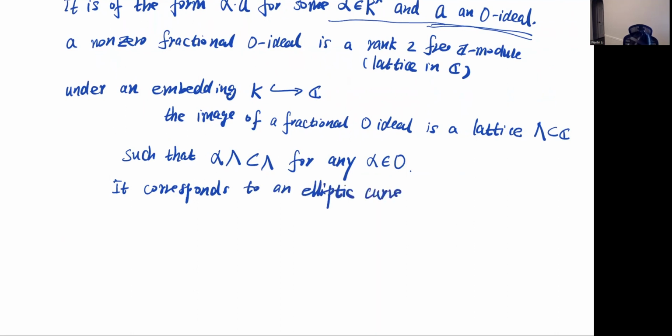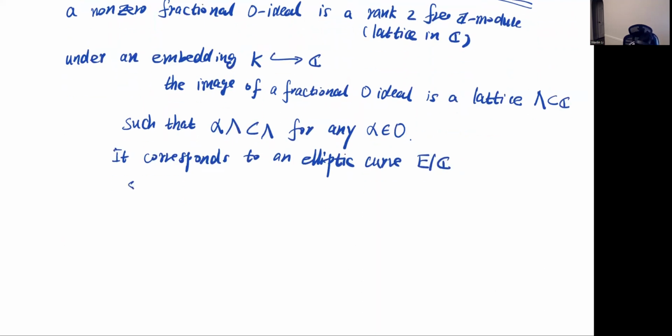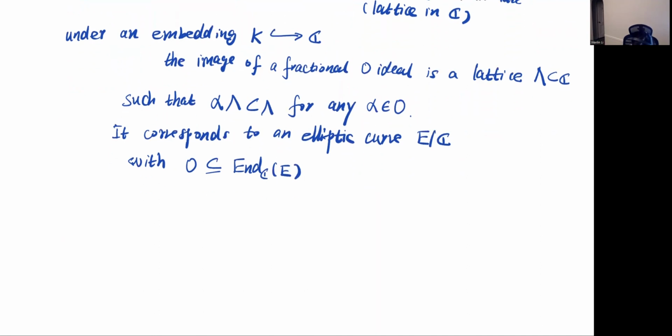It corresponds to an elliptic curve E over C, with O as a subring of its endomorphism ring. So this is over C, the endomorphism ring. Okay, so currently O is a subring. So first of all, E definitely has CM, right? Because O is a subring.